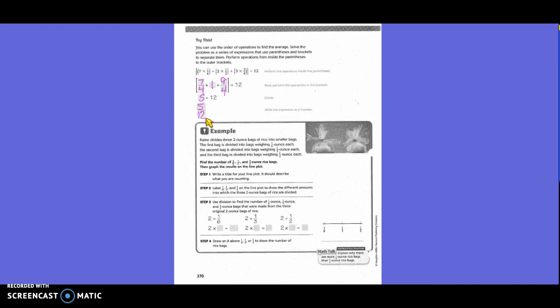Example: Rain divides 3 2-ounce bags of rice into smaller bags. The first bag is divided into bags weighing 1/6 ounce each. The second bag is divided into bags weighing 1/3 ounce each. The third bag is divided into bags weighing 1/2 ounce each. Find the number of 1/6, 1/3, and 1/2 ounce rice bags. Then graph the results on the line plot. Write a title for your line plot. It should describe what you're counting. So what are we counting, guys? The weight of what? Okay, so weight of rice bags.